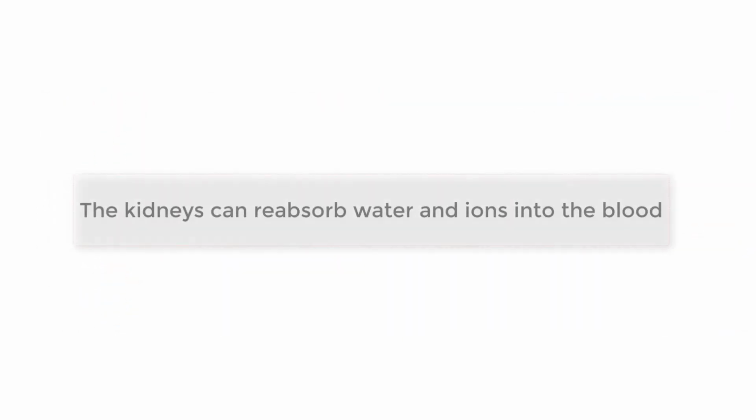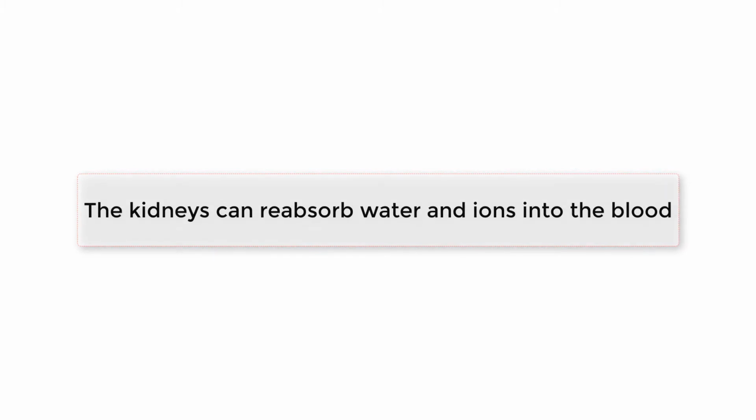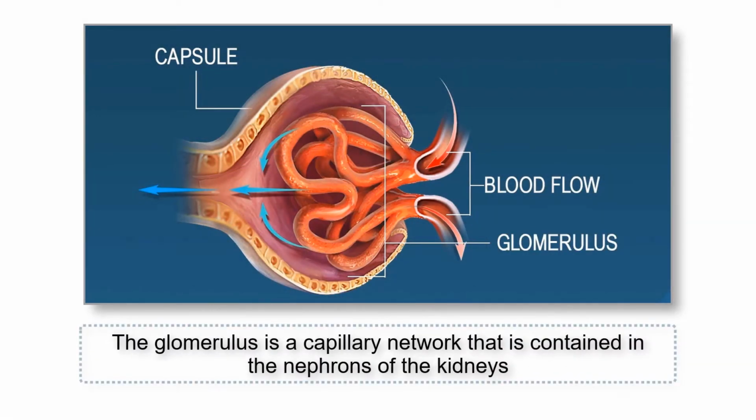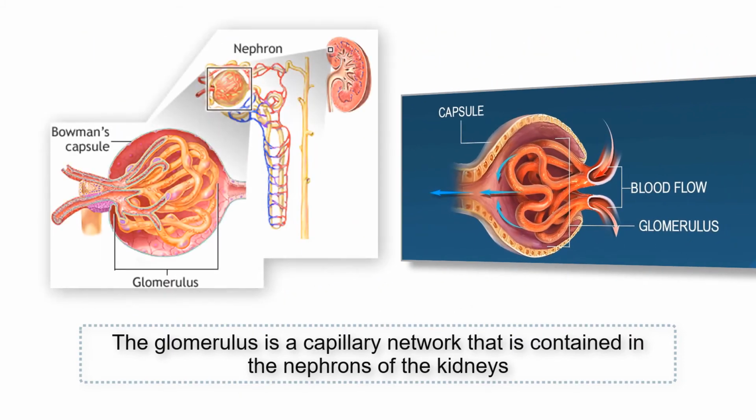Number 3. The kidneys can reabsorb water and ions into the blood. The kidneys filter blood at what is known as the glomerulus. The glomerulus is a capillary network that is contained in the nephrons of the kidneys. Each kidney has hundreds of thousands of nephrons. The blood is supplied to the glomerulus by the afferent arteriole. Blood leaves the glomerulus at the efferent arteriole.